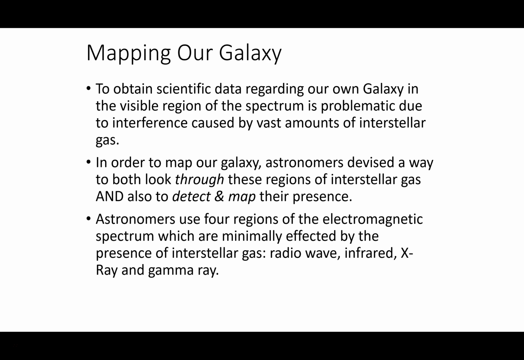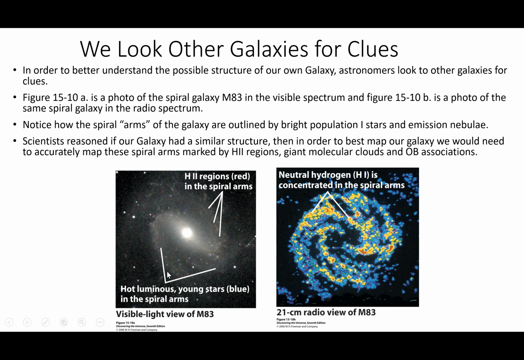How do we map our galaxy? It's a tough one because, like Herschel found out, you can't see through the dust in our galaxy, and so there are 2 ways. I think one way is to actually look at our galaxy in these other wavelengths: radio, infrared, X-ray, gamma rays. And then the other is to look at other galaxies for clues. So those are 2 ways to understand what our galaxy looks like.